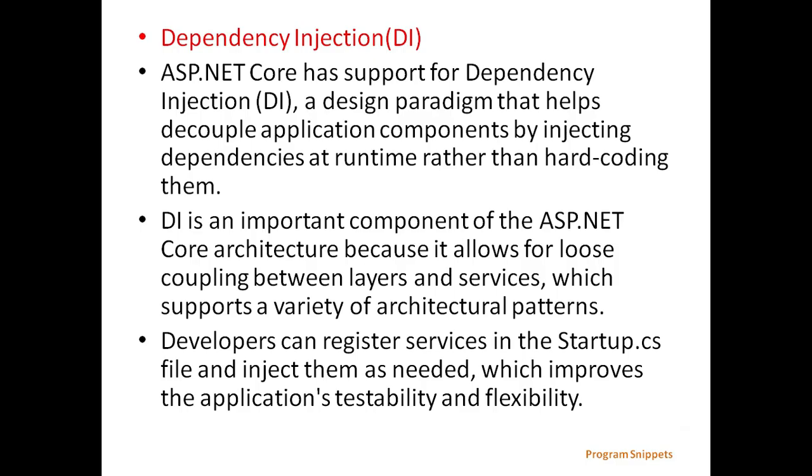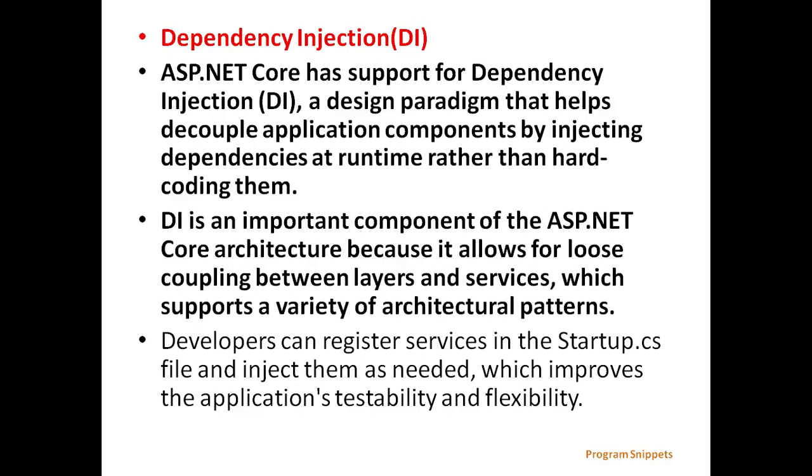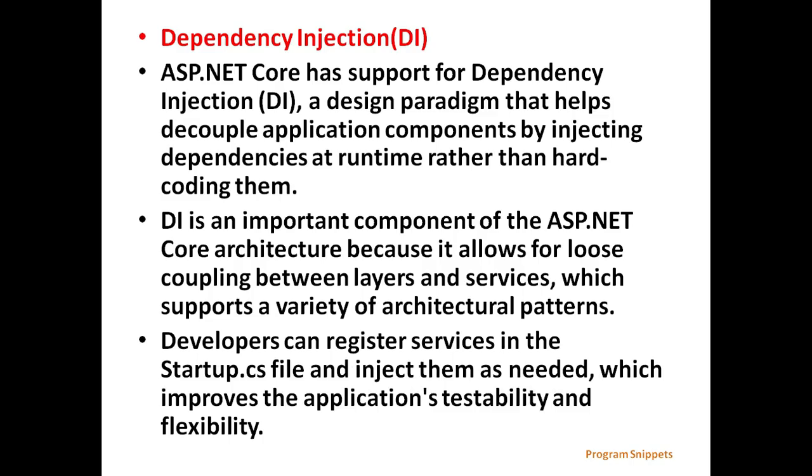Then dependency injection. ASP.NET Core has support for dependency injection, which is a design paradigm that helps decouple application components by injecting dependencies at runtime rather than hard coding them. Dependency injection is an important component of the ASP.NET Core architecture because it allows for loose coupling between layers and services, which supports a variety of architectural patterns. Developers can register services in the Startup.cs file and inject them as needed, which improves the application's testability and flexibility.